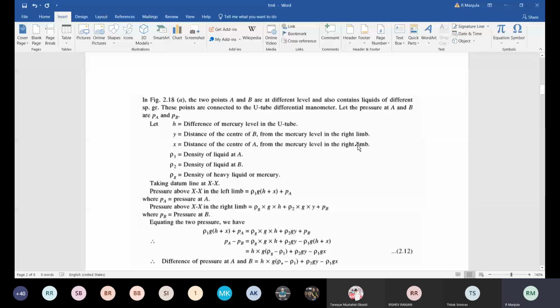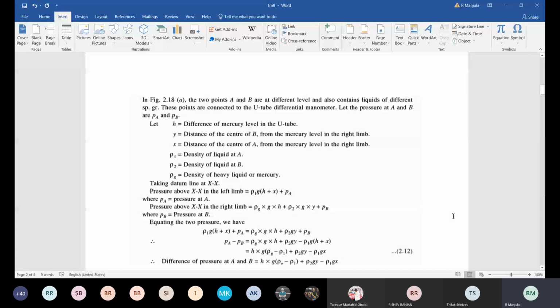Now we have to consider what is the pressure above XX in the left limb, what is the pressure above XX in the right limb. So what should be the pressure in the left limb? If you take ρ1, the density of this liquid, with reference to the datum, we have to write the manometric equation.